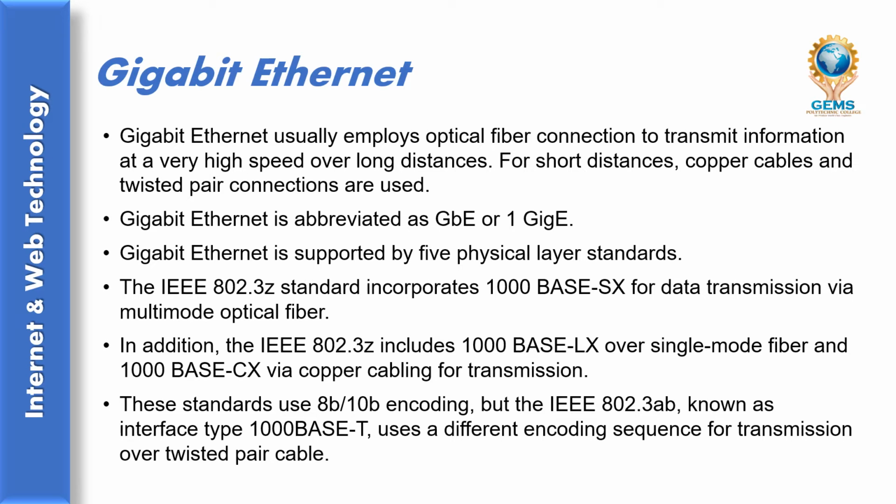fiber. In addition, the IEEE 802.3 set includes 1000BASE-LX over single mode fiber and 1000BASE-CX via copper cabling for transmission. These standards use 8B/10B encoding, but the IEEE standard 802.3ab, known as the interface type 1000BASE-T, uses a different encoding sequence for transmission over twisted pair cable.